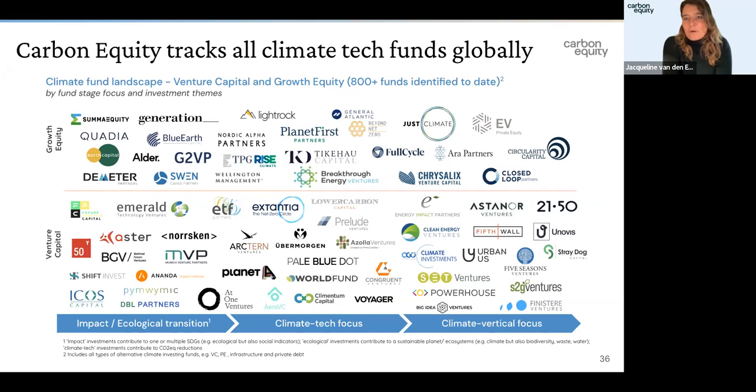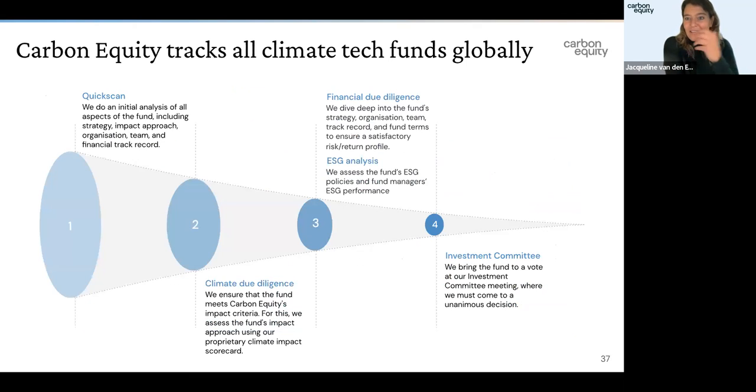We look at a landscape of approximately 800 funds globally. Many of these are in the US and in Europe. And we look at the whole range of early stage funds to growth equity funds to buyout funds. We also see a range of funds that are fully and specifically dedicated towards climate tech, and on the other hand, funds that have a slightly broader impact mandate. But for us, it's always about funds that are really focused on solving climate challenges through their investments. How do we select those funds?